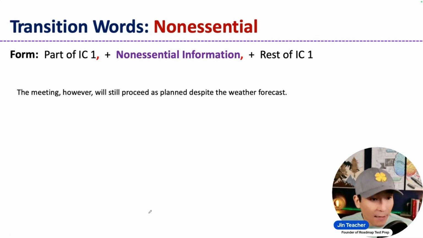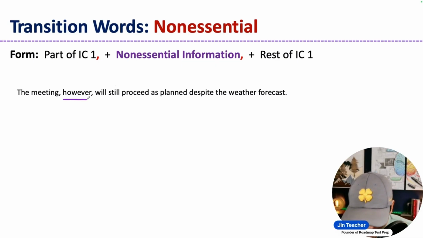Now, we also have transition words, okay? So these guys are going to be non-essential information. This one is good to know. There's some technical terms to learn, so we'll take a look at that here. Guys, take a look at this example sentence. The example sentence says, "The meeting, however, will still proceed as planned despite the weather forecast."